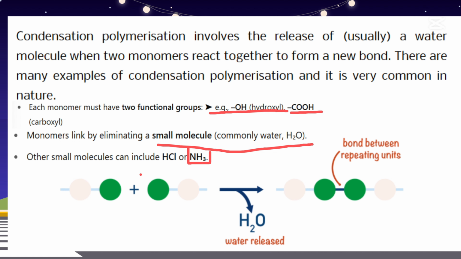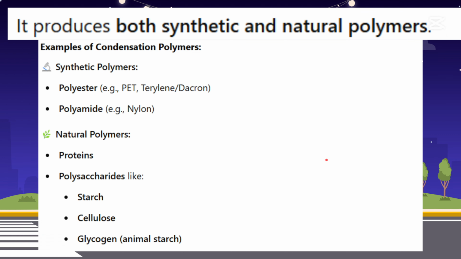Right, so this is how it looks. We join 2 different monomers together, the water molecule comes off, and then we have the repeating units between the monomers. These are the examples that we're going to look at for condensation polymerization. We have the synthetic polymers, which include polyester and polyamide, and polyamide can also be natural. For example, proteins are natural polyamides. And we also have polysaccharides, like starch, cellulose, and glycogen, which are made up of monosaccharides.